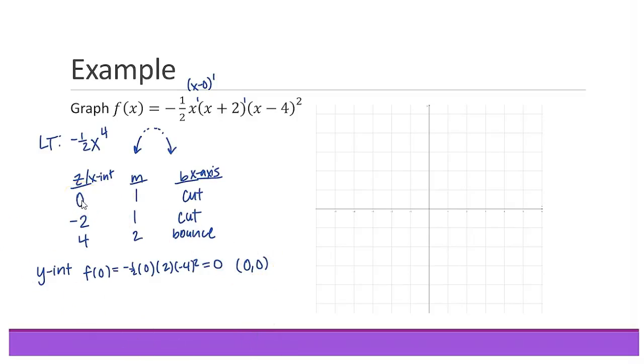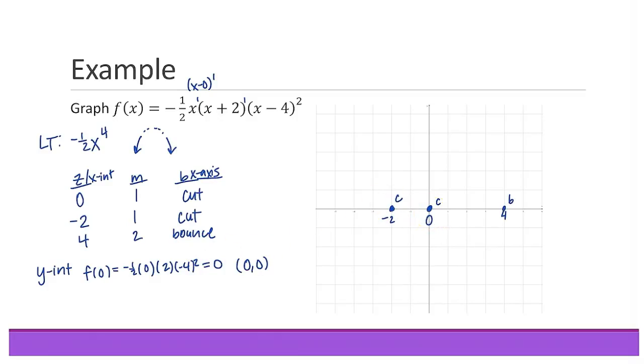And now let's go ahead and plot all of this. Let's plot the x-intercepts first. That's what I always start with. So at the x-intercept of 0, I'm going to cut, so I'm going to put a little c. Negative 2, I'm going to cut there, so I'm going to put a little c. At 4, I'm going to bounce, so I'm going to put a little b. And that is already plotting the y-intercept.